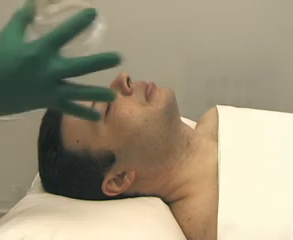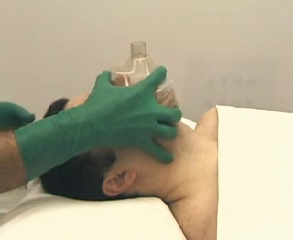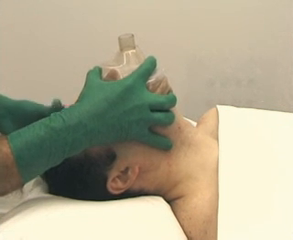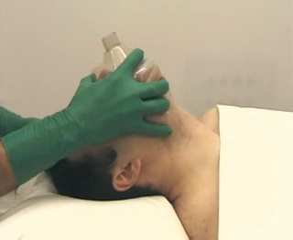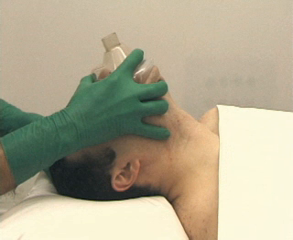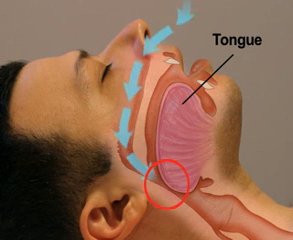The most common method to hold the mask consists of placing the thumb and index finger on the body of the mask while the other fingers pull the jaw forward and extend the head. The middle and ring fingers are placed on the ridge of the mandible, and the fifth finger is placed behind the angle of the mandible. The tongue is the most common cause of airway obstruction.